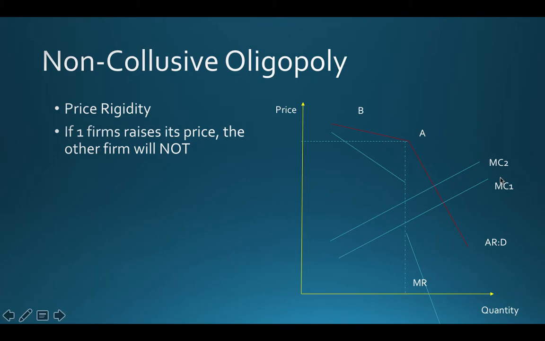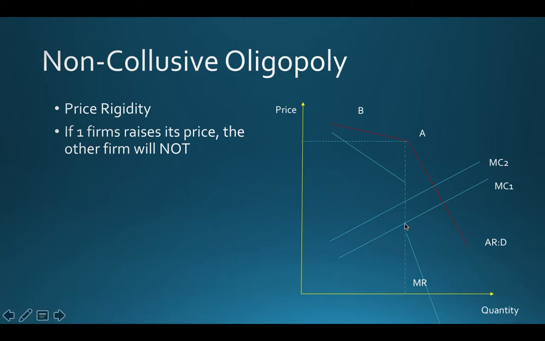So again, the main thing to know about a non-collusive oligopoly is why the price is rigid. And when we say rigid, we mean inflexible. Why is it that the price doesn't change? And this is what we're going to learn right now. So firstly, if the firm is at point A, if you follow the line down, this is where MC, whether it's MC1 or MC2, equals MR. Remember that all firms, generally, if we're trying to maximize profits, produce where marginal cost equals marginal revenue.